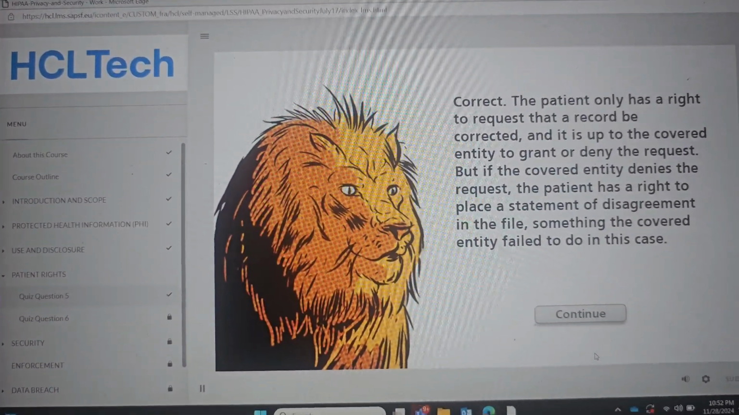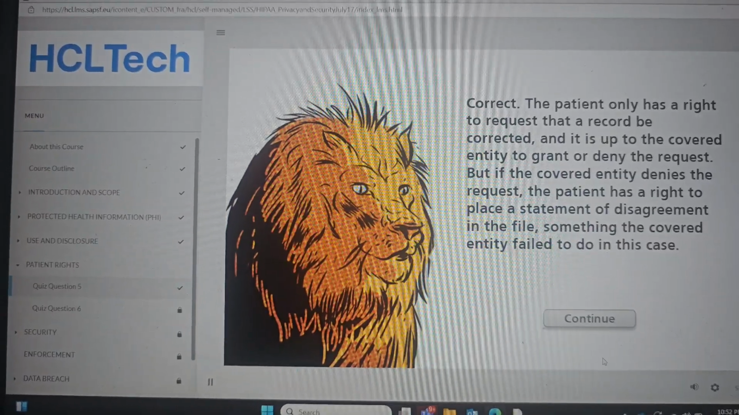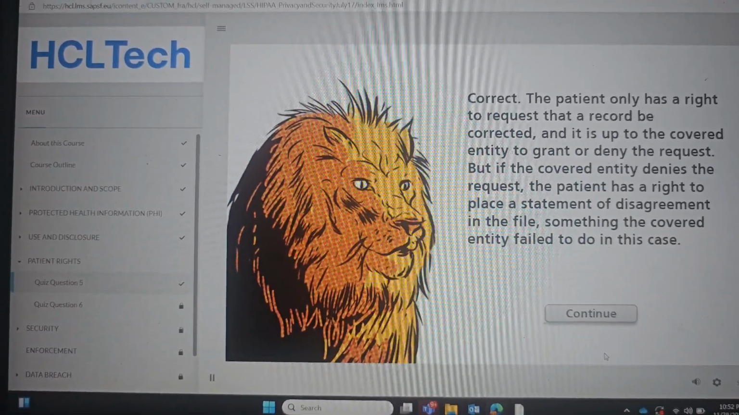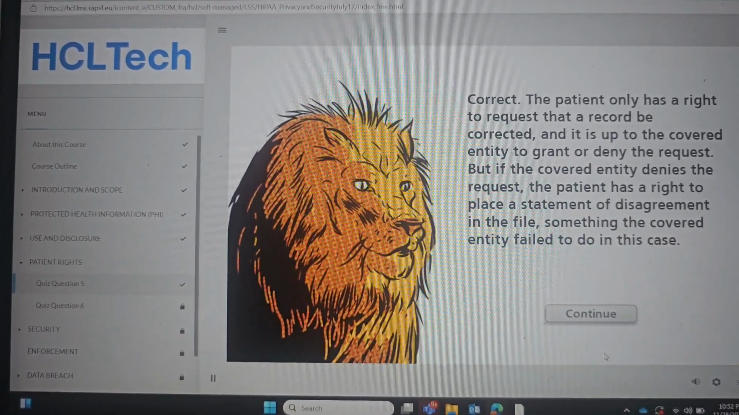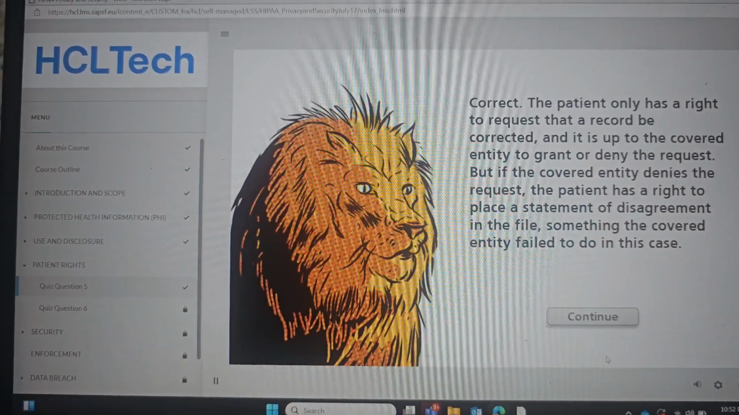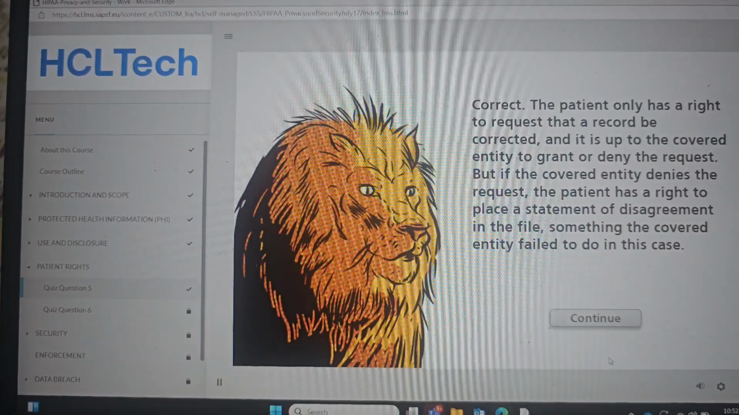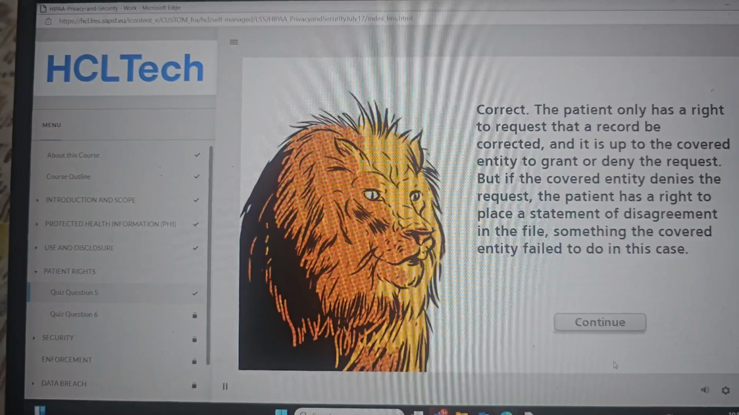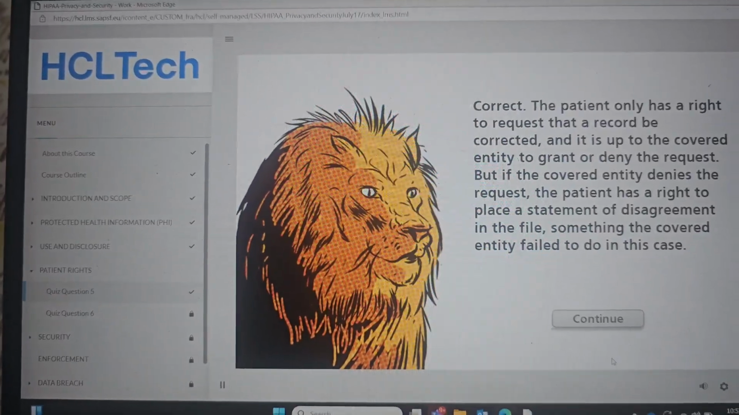Correct. The patient only has a right to request that a record be corrected, and it is up to the covered entity to grant or deny the request. But if the covered entity denies the request, the patient has a right to place a statement of disagreement in the file, something the covered entity failed to do in this case.